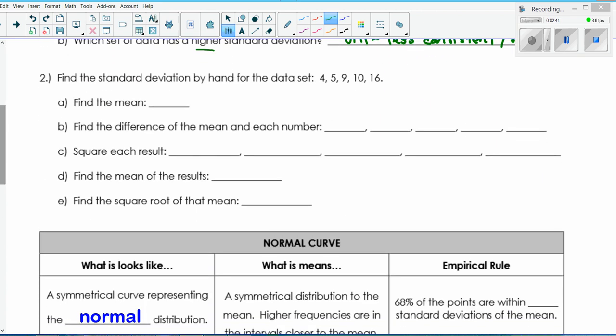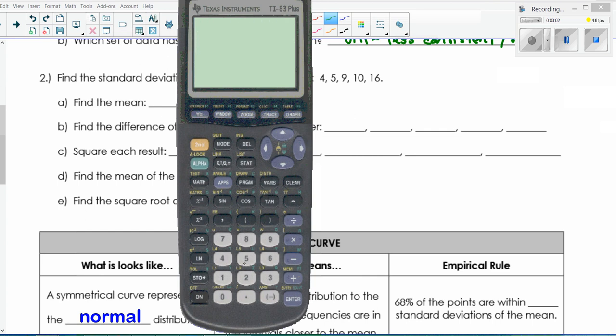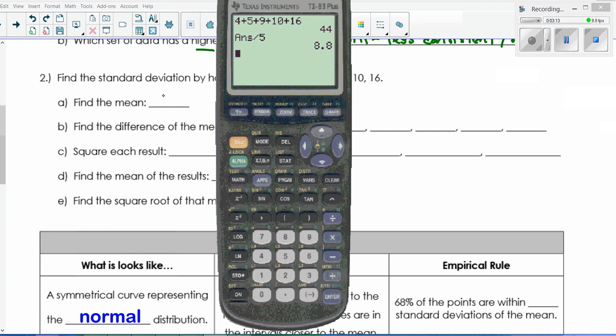Alright, so in this, we're actually going to find the standard deviation by hand, just so you can kind of see what the process is of where that's coming from. I made the numbers only 5 of them and smaller just so that it would be reasonable. So the first thing that you'd have to do when you find the standard deviation is find the mean of the set of data. So go ahead and do this with me. I'm just going to add up these numbers and divide by 5. Okay, so the mean is 8.8.